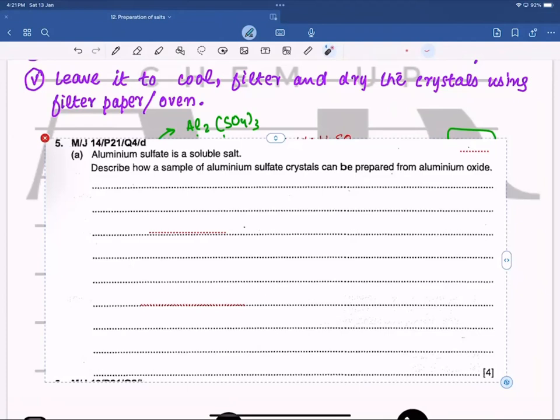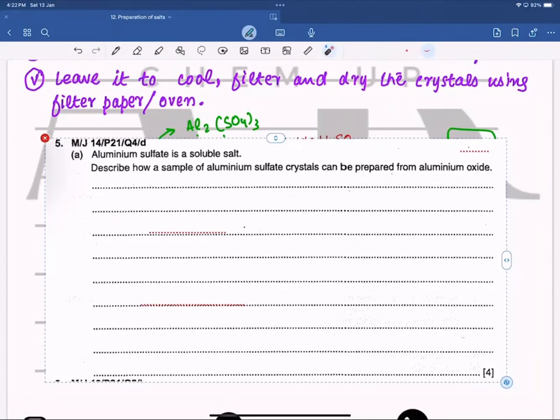Aluminium sulfate, from aluminium oxide. So aluminium oxide is a metal oxide. Now we need an acid, right? We can take sulfuric acid. Salt has the aluminium ion, and the other thing is the sulfate ion. Yes, good, Khatija, sulfuric acid.